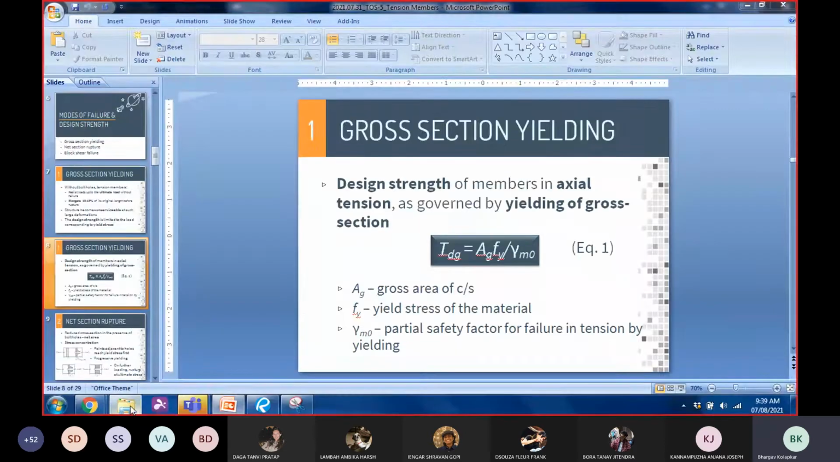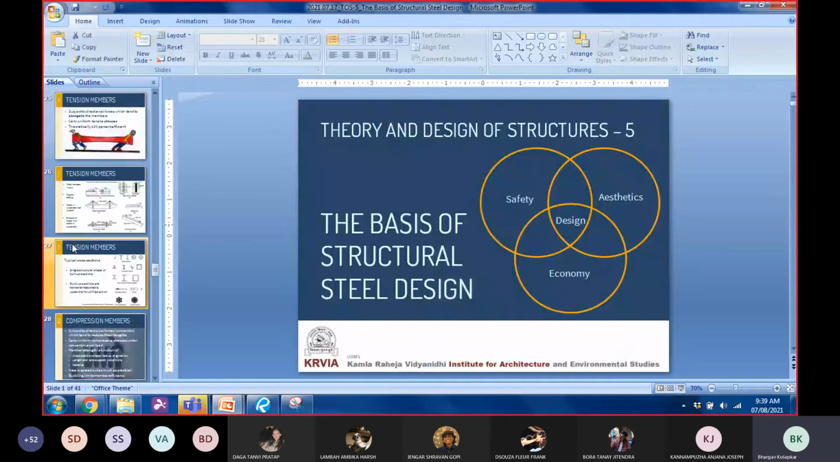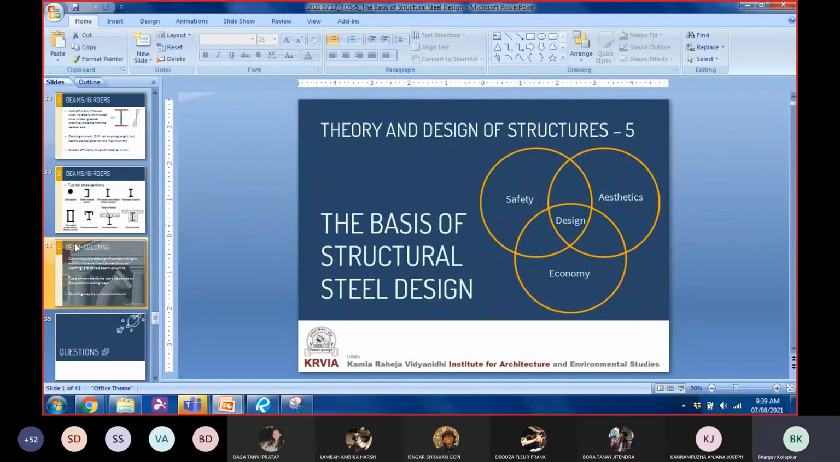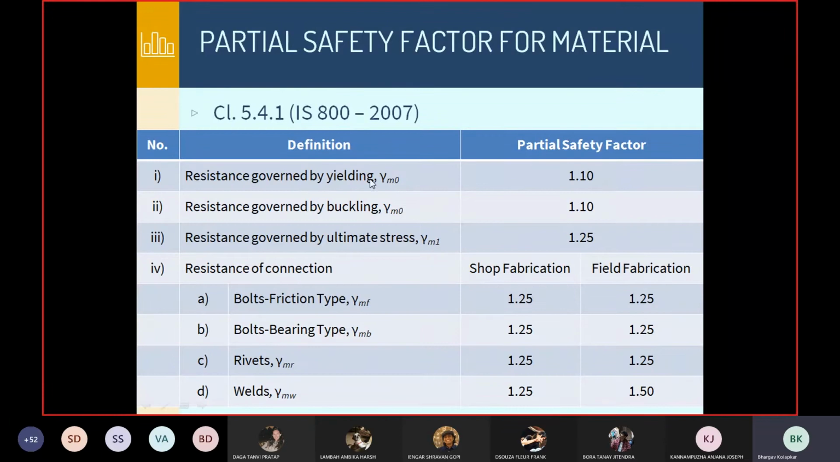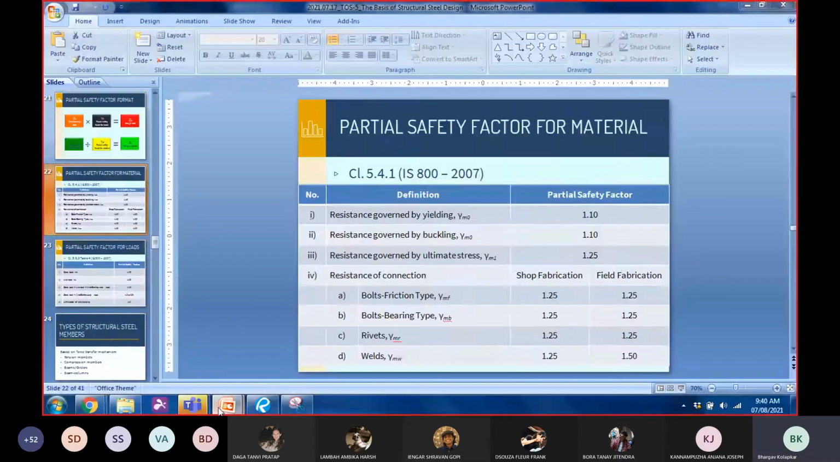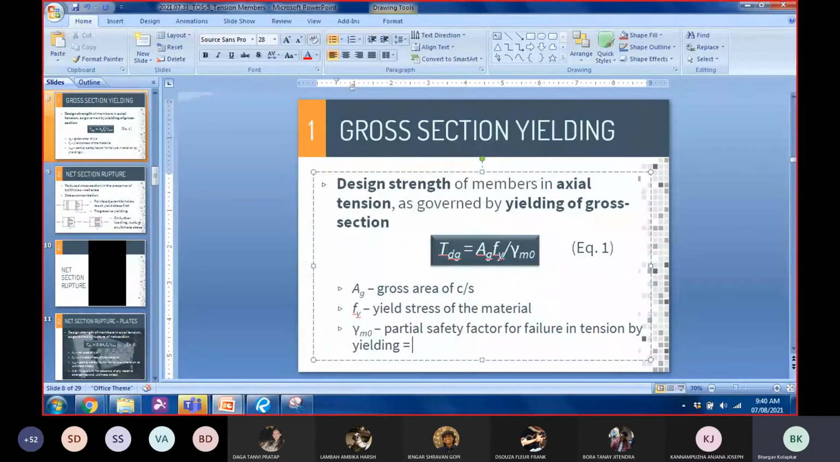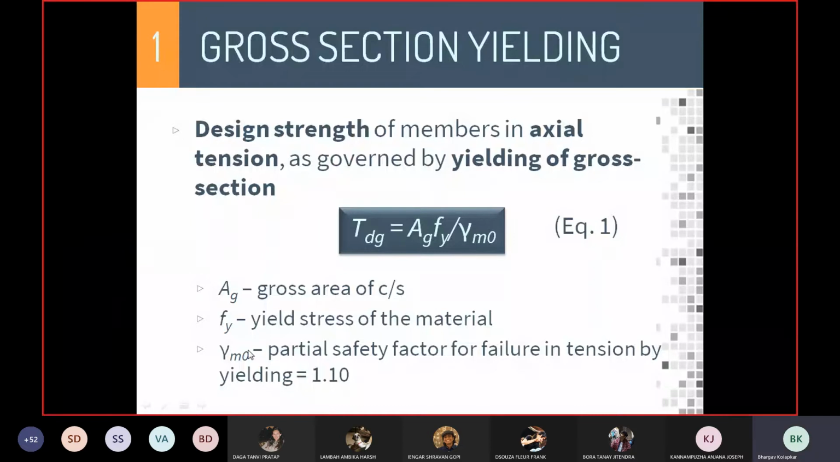Now, if we go back, we see that the value of gamma M0 is 1.1. Okay, so perhaps I'll just add it here so that you won't have to go back to that slide. So the partial safety factor for failure in tension by yielding is 1.1. So this is the simplest formula that you will see in this entire course. TDG is equal to AG into Fy upon gamma M0.